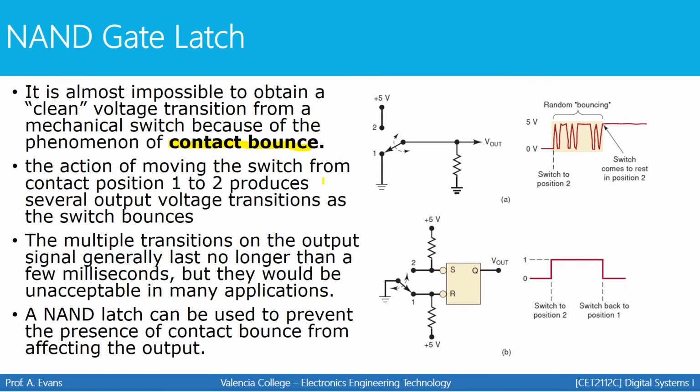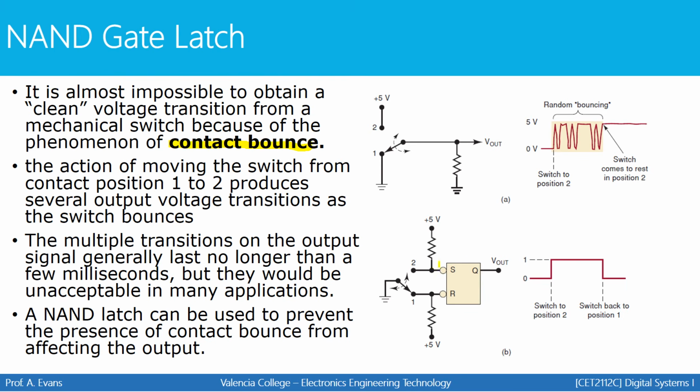A NAND latch can be used to prevent the presence of contact bounce from affecting the output. And here's an example. Let's say that this is your switch. And as you maneuver the switch from high to low or low to high, this is the bounce that we're talking about. See how this signal was very noisy? It goes up and down very rapidly, very quickly, and it's not very smooth. This is not the type of signal that you want to be sending into something like a flip-flop because the flip-flop won't really know how to interpret it.